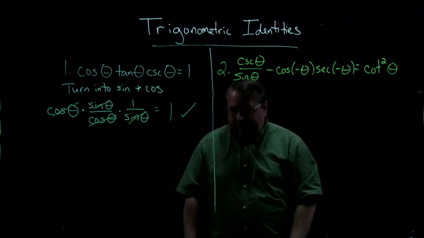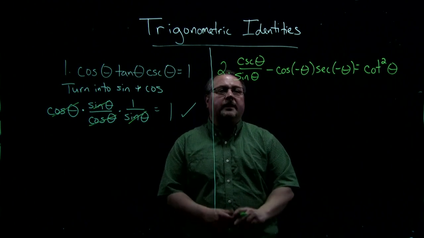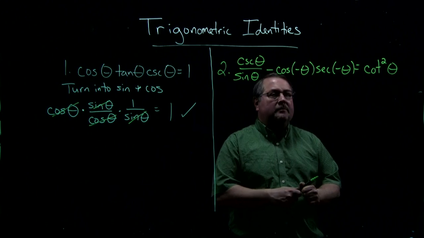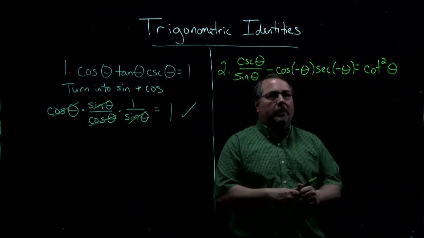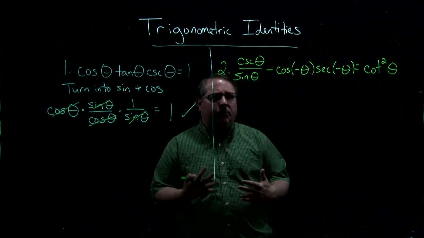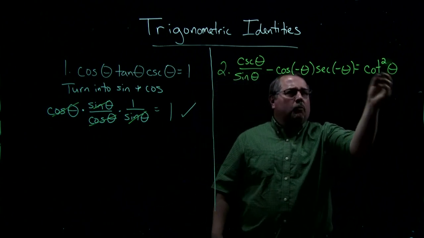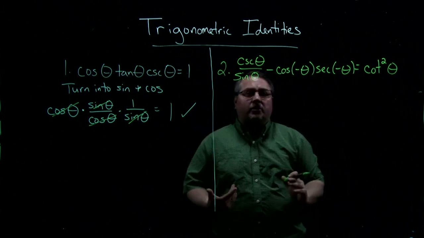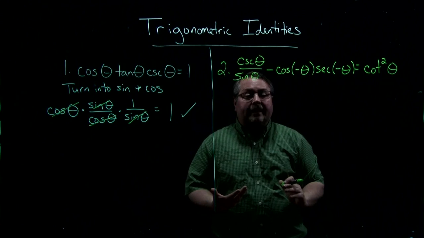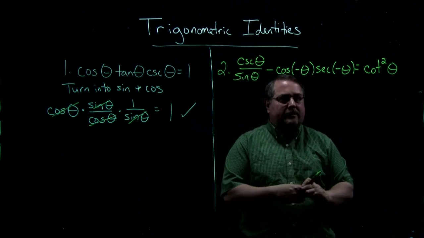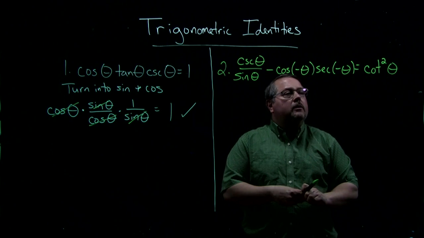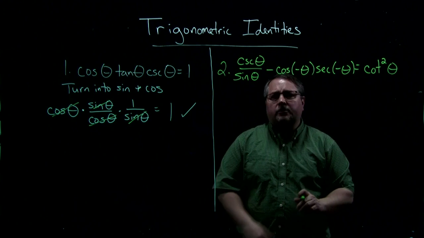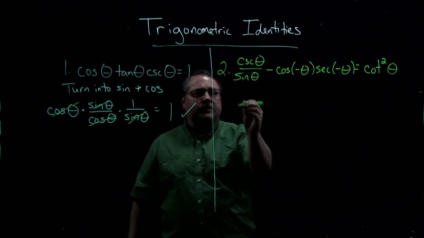Okay, so now let's take a look at this second example. So here we have cosecant theta over sine theta minus cosecant of negative theta times secant of negative theta equals cotangent squared theta. Okay, so here we have a couple more things that we need to do. And whenever we have a trig function squared somewhere in our identity, that's a good indication that we're going to have to use a Pythagorean identity somewhere. So we want to keep that in mind and note which Pythagorean identity we'd want to use to get cotangent squared.